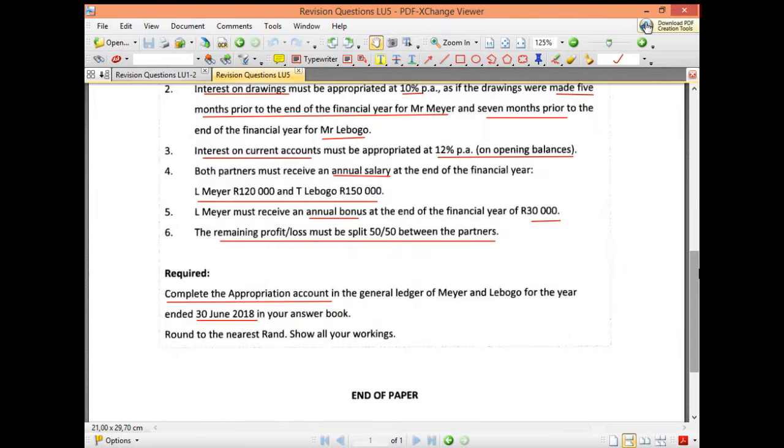Now, for the appropriation account, you can go study the account. The only differences would be your current accounts and your interest accounts would sometimes be on the opposite side, depending on whether it's a positive or a negative account. Okay. But the rest of the information would be the same. So they ask you to do the appropriation account and to round to the nearest rand and show all your workings. Okay, so remember, show your workings. If you make a mistake, you can still get some effort marks for it.